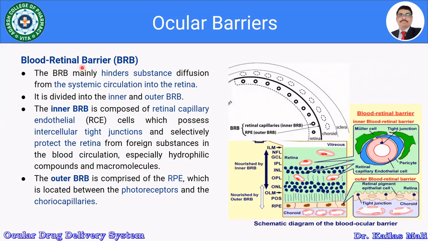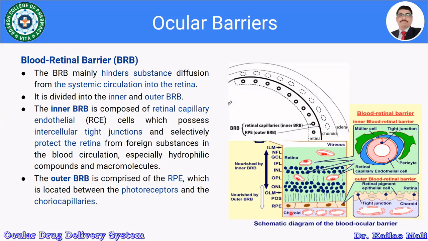Let us see the blood-retinal barrier. So this is the blood-retinal barrier, the dark line. Here is the sclera, choroid, then this is the retina. So these are the retinal capillaries, that is the inner BRB, and this is the cell lining, which is joined by the tight junction, that is the outer BRB. Look at another figure.